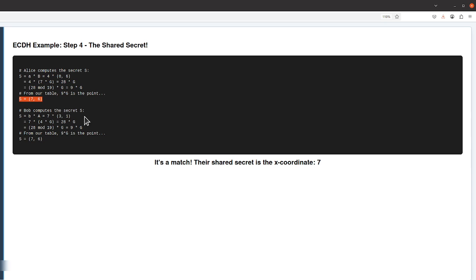Meanwhile, Bob takes Alice's public key, A, and multiplies it by his private key, b equals 7. His calculation is 7 times A, which is 7 times (4 times G). This also results in 28 times G, or 9 times G, the point (7,6). They have both independently arrived at the exact same point. The x-coordinate of this point, 7, is their shared secret.